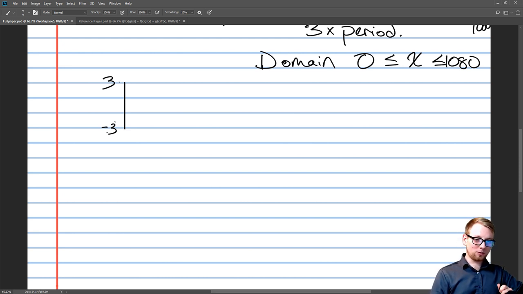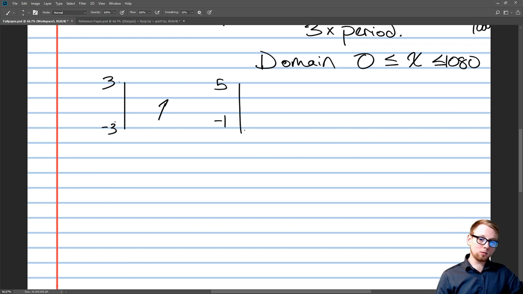If we changed this to include the shift, remember it's plus 2, so this would shift up. So this would be now a 5 and a minus 1. So this would be our range.